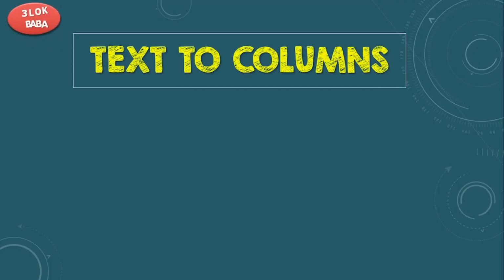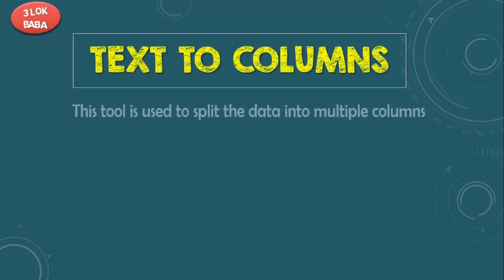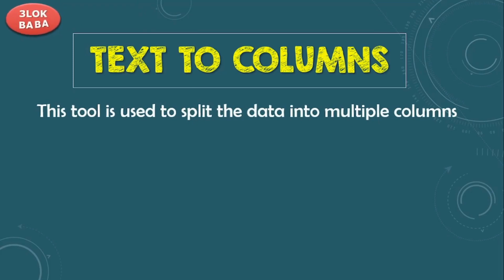In this particular video, we are going to learn a beautiful concept in MS Excel, that is text to columns. This is one of the amazing features Excel has. So now we'll try to understand what is meant by text to columns. Text to columns is a tool which is used to split the data into multiple columns. For example, you have data in one column, and you want to split the data into two columns. In that case, we will be using text to columns.